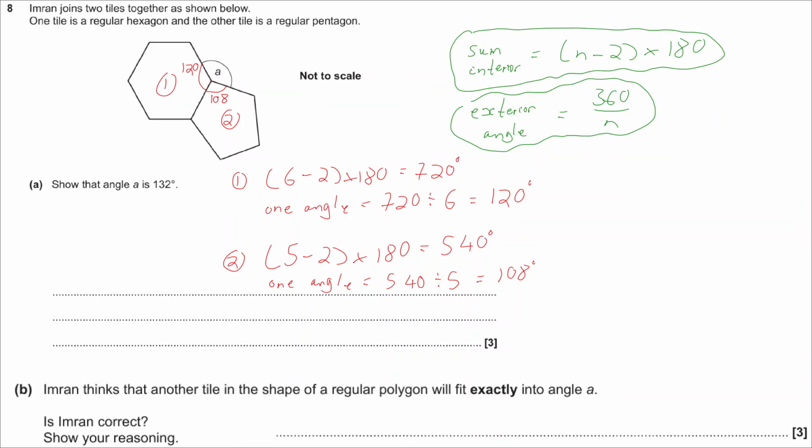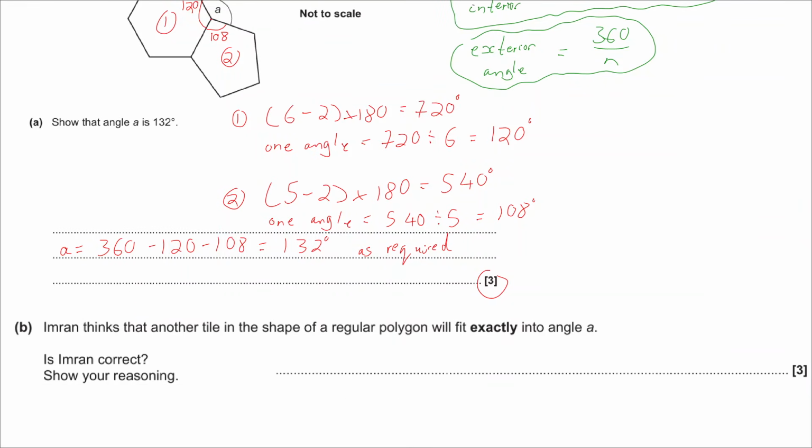Now we know that the angles around a point are going to add up to 360. So to get angle A, we can say A is going to be equal to 360, then take away 120, take away 108, which indeed does give you 132 degrees as required. So there we go. I've shown that the angle A through all of my working here gives you 132. And this is my marks in the bank.